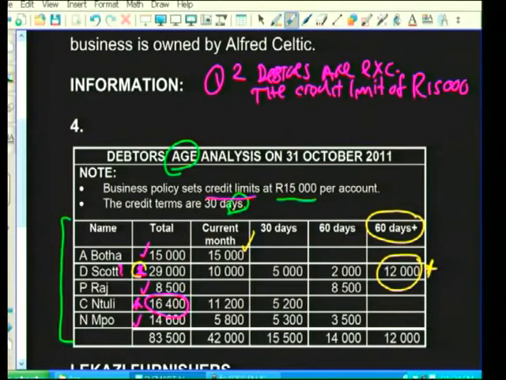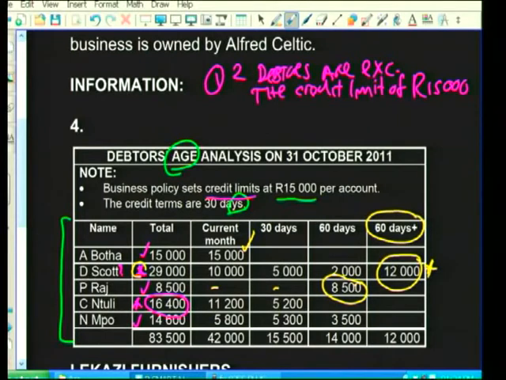Okay, let's look at P. Raj. P. Raj is owing us 8,500. He's fine. He hasn't exceeded the credit limit. But if you look at him, it seems as though this guy has just disappeared, vanished, because he purchased 60 days ago. He's owing us 8,500. Hasn't purchased ever since. Hasn't paid us. So immediately there's obviously some concern there.